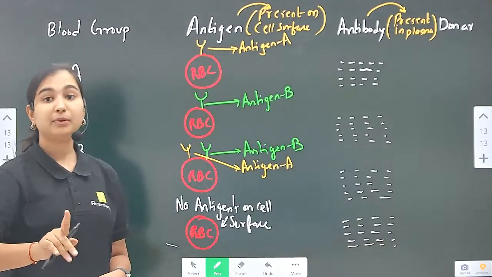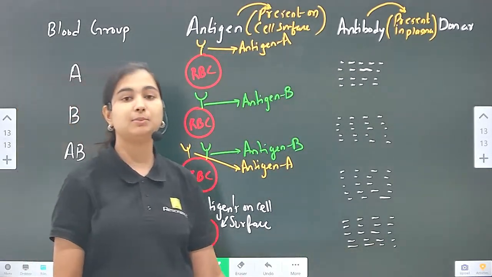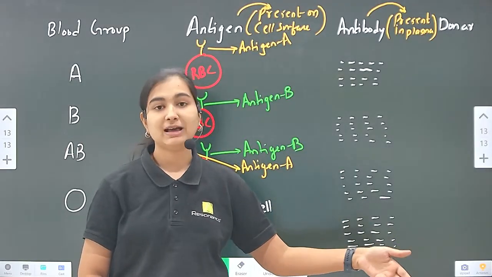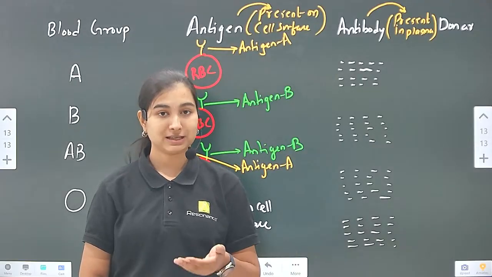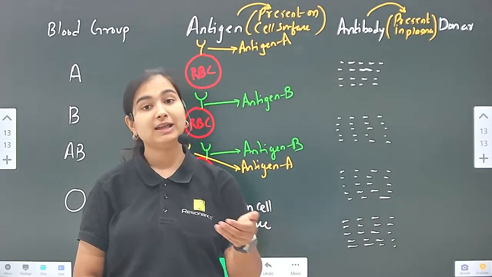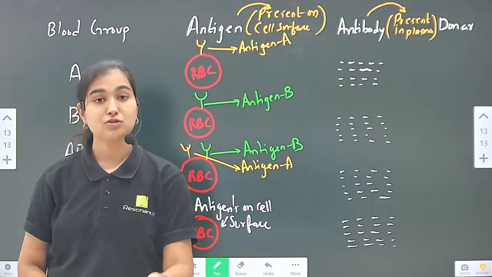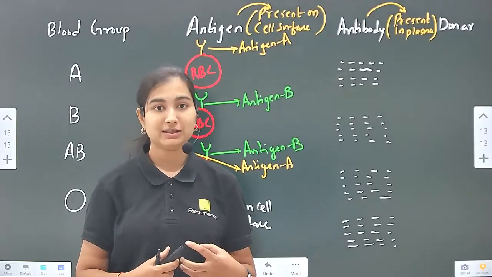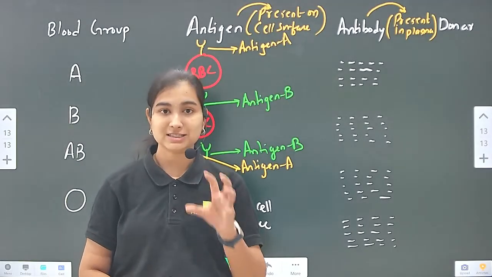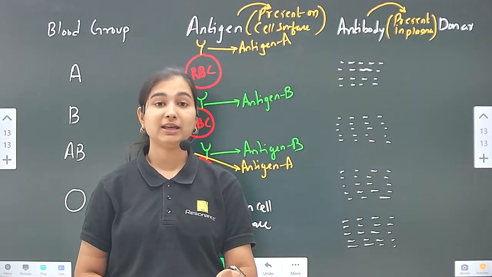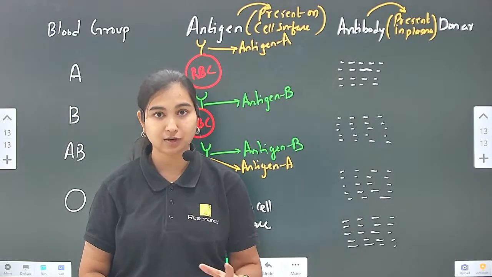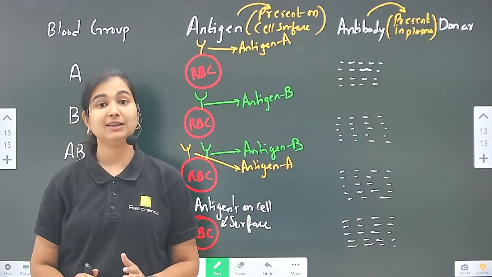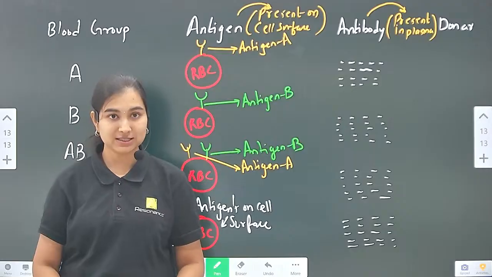Just before telling you what antibodies are present in the plasma, let us quickly go back and revise. I told you that if antigen A comes in contact with antibody A, there would be clumping. So in our body, if we have antigen A on our cells, will there be antibody A in our plasma? Just think logically. If antibody A were there in our plasma, it would result in clumping, right?